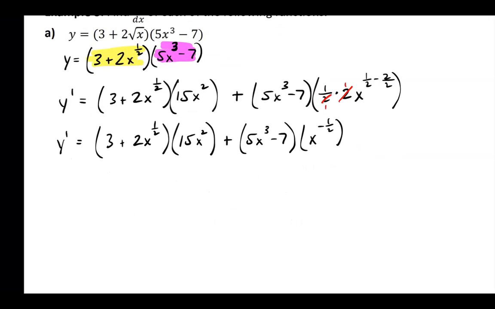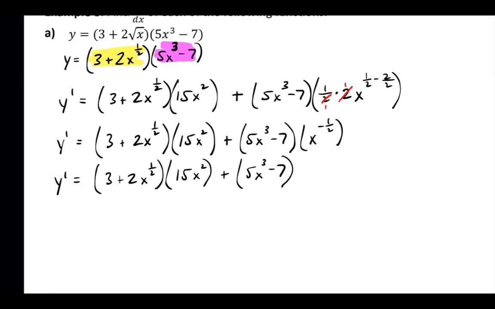So let me clean it up. So instead of -1/2, I could put 1 over the square root of x, because that's really what it is, 1 over the square root of x. And then since they started with roots over here, I'm going to change this back to a root over here. Okay.